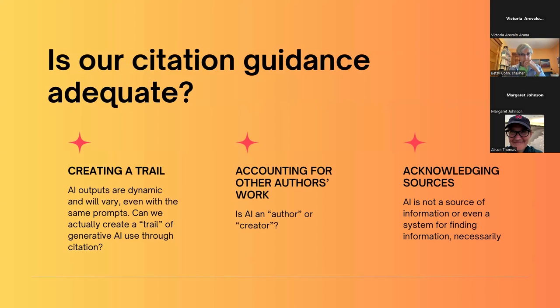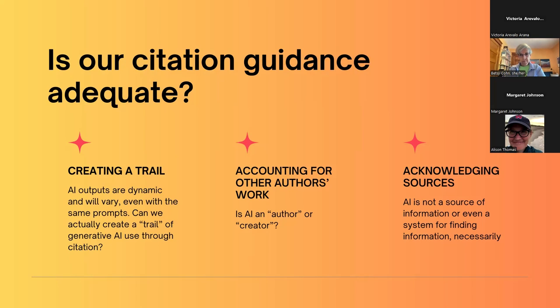These tools are using data that's constantly being scraped, and so that means there is no static source. This is the reason why, if you have a student that you think is using ChatGPT to write a paper, you can't just put your prompt into ChatGPT and compare the output to the student's paper. It's not a static text that you can compare it to. So creating a trail is complicated. It's not simple in the way we think of scholarly sources or the ways we typically cite in academic spaces.